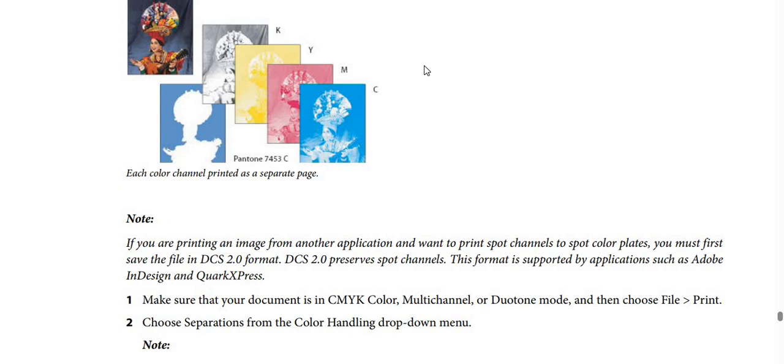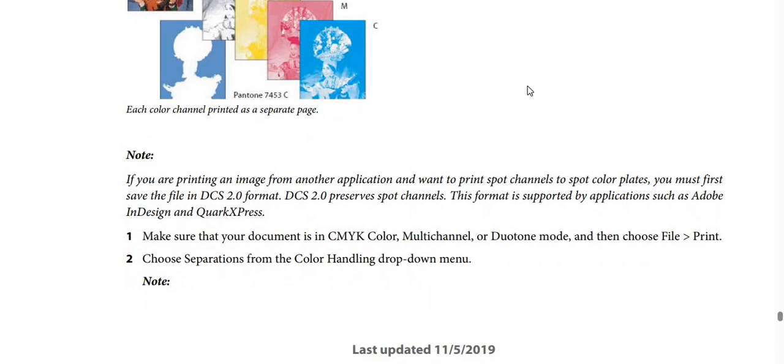And note here, if you are printing an image from another application and want to print spot channels to spot color plates, you must first, by the way, save the file in DCS 2.0 format. DCS 2.0 preserves spot channels. This format is supported by applications such as Adobe InDesign and QuarkXPress.